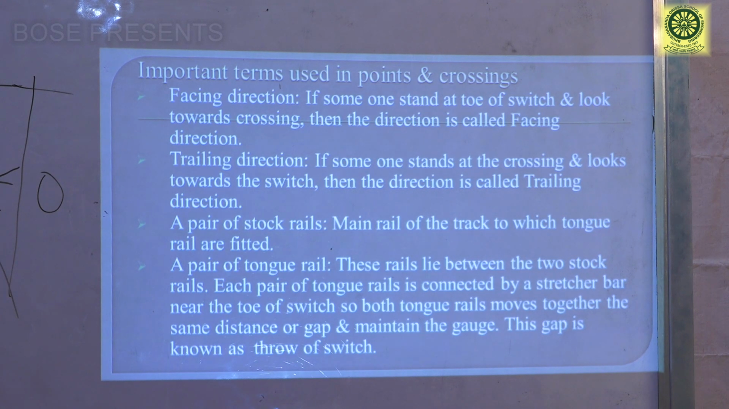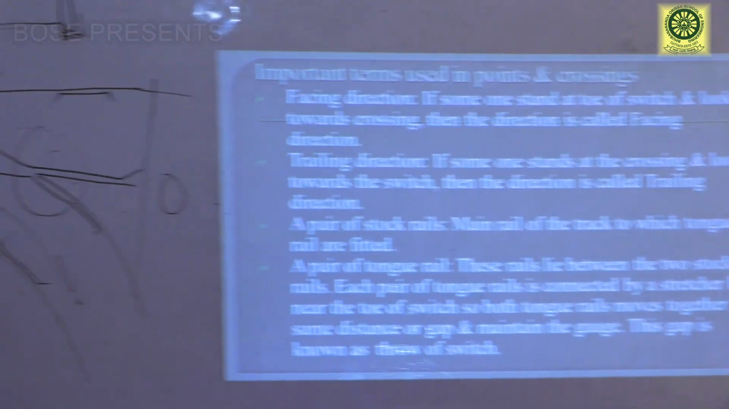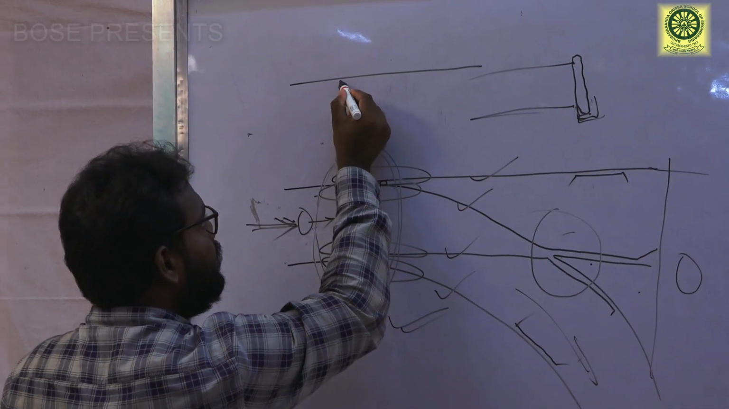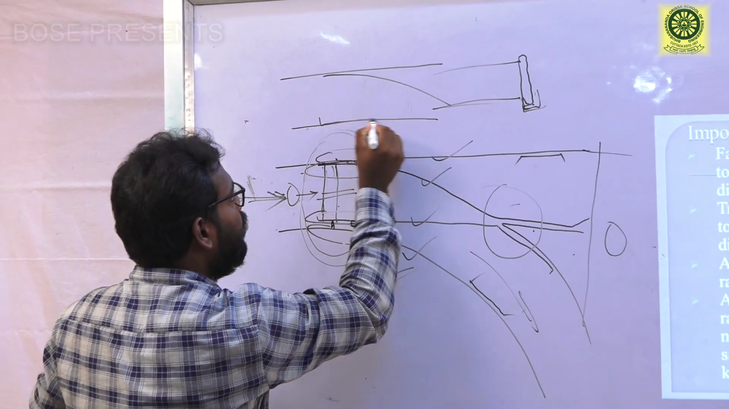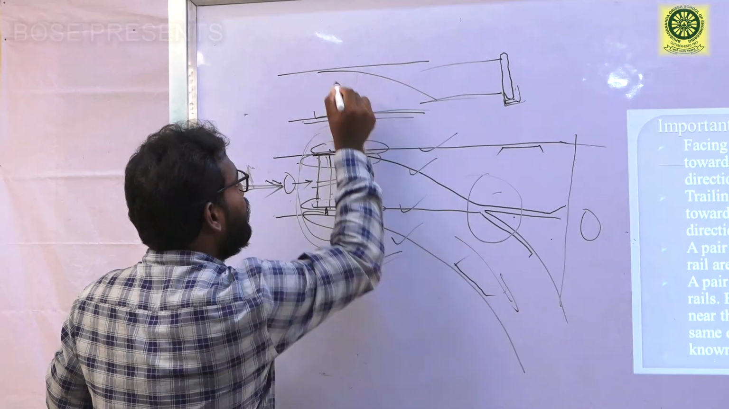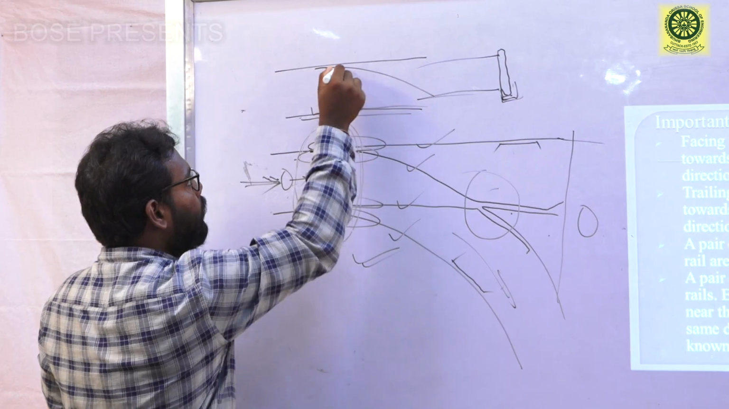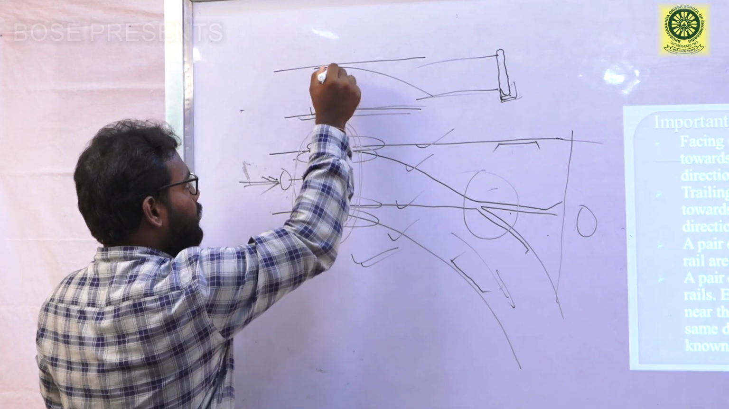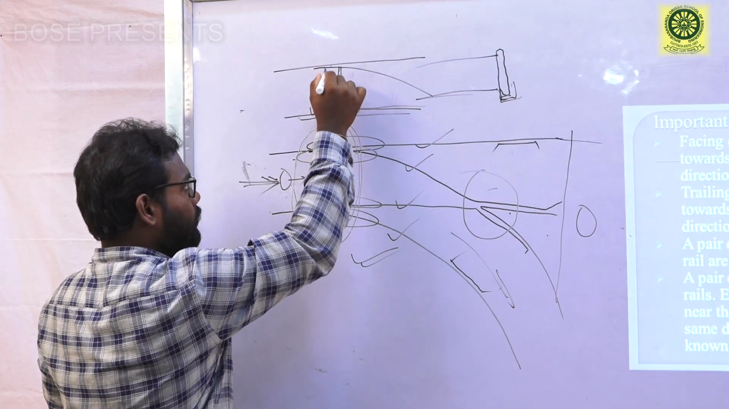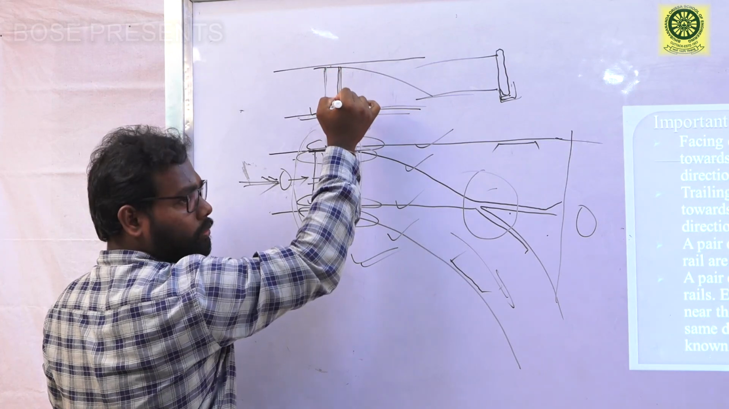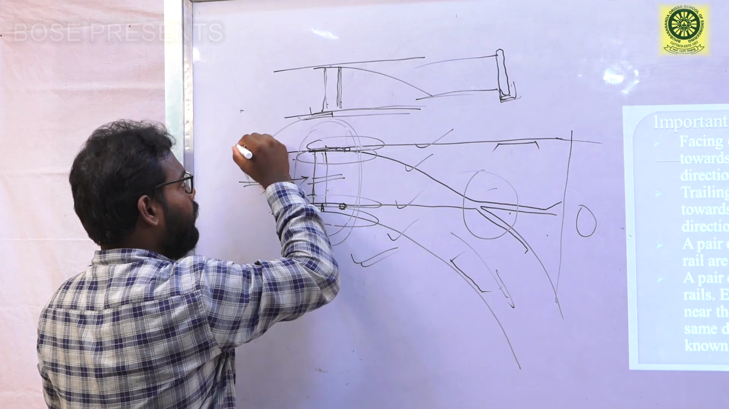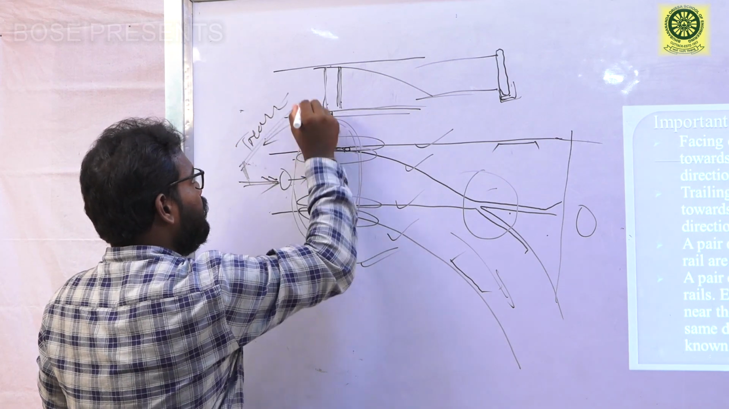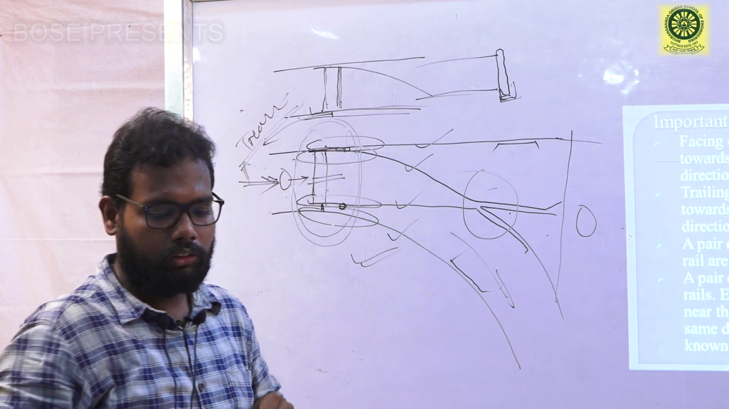Okay. So this gap means if it is a stock rail, it is a tongue rail. It is also a tongue rail and it is a stock rail, and it is connected by a what? Stretcher bar. This will move the same distance either to the left or to the right, and this gap or distance is known as throw of switch.